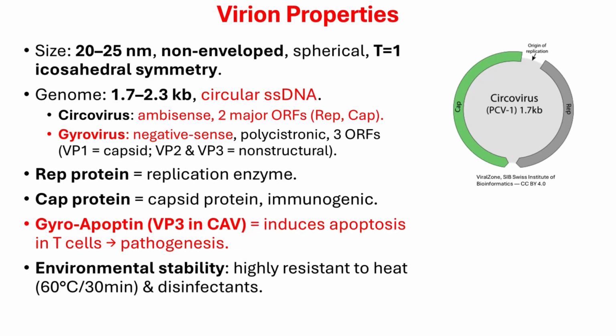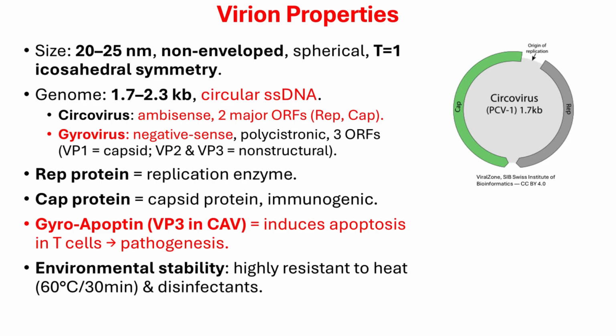Let's now look at the key virion properties of Circoviridae and Anelloviridae. These viruses are very small, measuring only 20 to 25 nanometers. They are non-enveloped, spherical, and have a simple T=1 icosahedral symmetry. Their genome is also extremely compact, only 1.7 to 2.3 kilobases of circular single-stranded DNA.